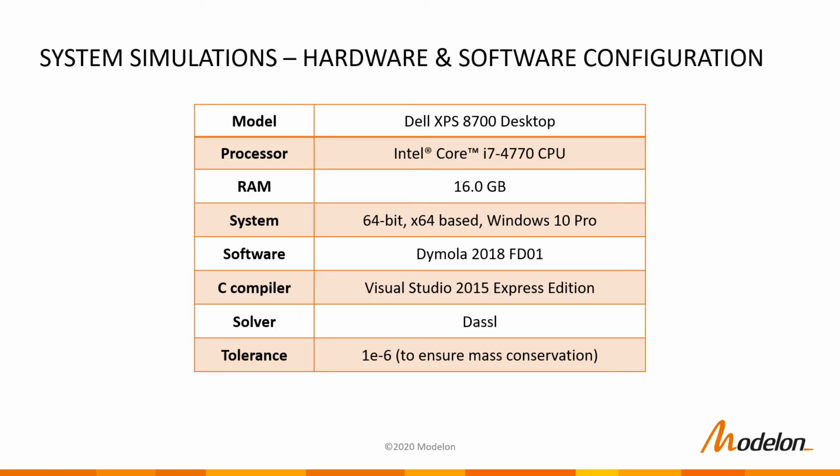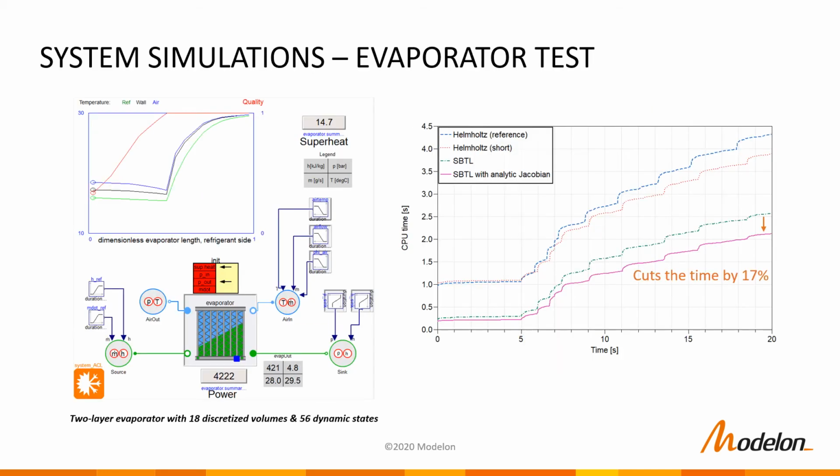This is the hardware and software configuration we used for our test. We used the Dassl solver in Dymola 2018 FD01, and the tolerance of the integrator is set to 1E-6 to ensure mass conservation. The first test is on an evaporator model with 18 discretized volumes and 56 dynamic states. We ran it for 20 seconds with a ramp in the refrigerant mass flow rate started at 5 seconds.